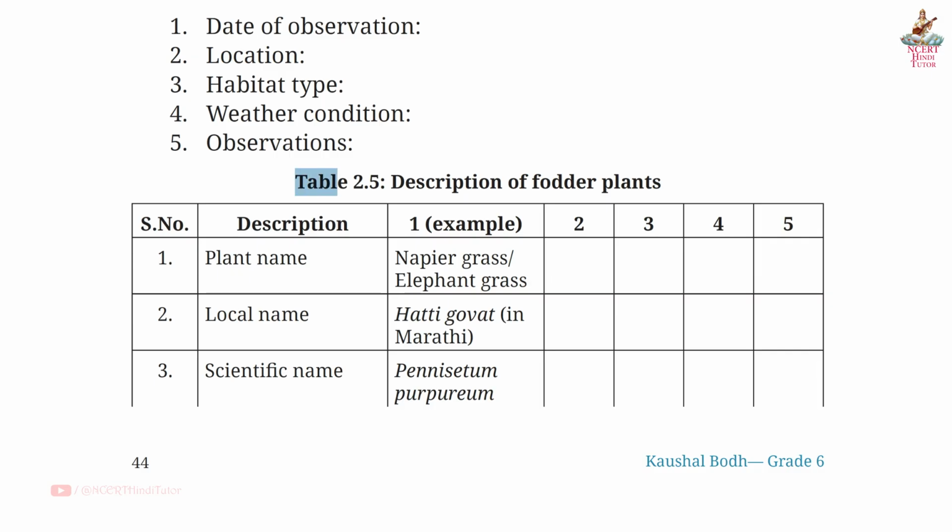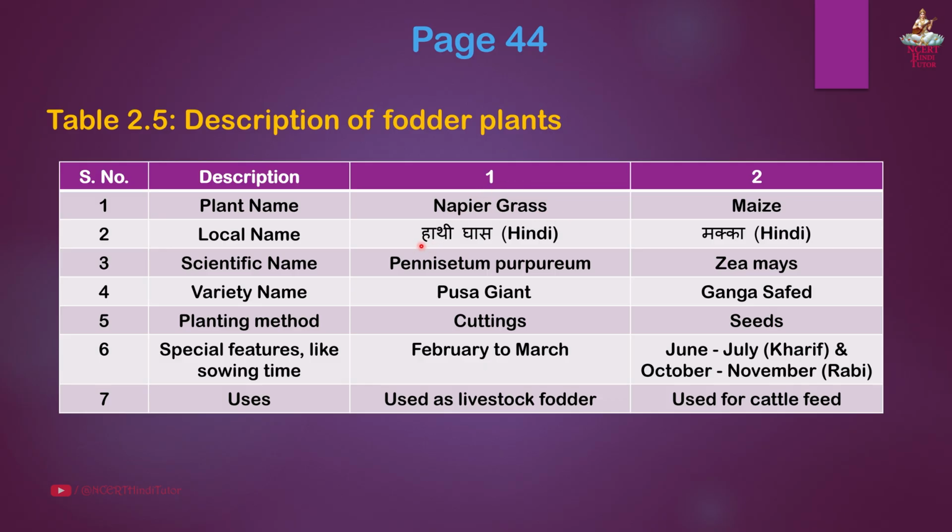Page 44, Table 2.5: Description of fodder plants. First, Napier grass, local name Hathi ghas in Hindi, scientific name Pennisetum purpureum, variety name Pusa giant, planting method cuttings. Special features like sowing time February to March. Uses: used as livestock fodder. Second, maize, local name Makka in Hindi, scientific name Zea mays, variety name Ganga Safed, planting method seeds. Special features: June July Kharif and October November Rabi. Uses: used for cattle feed.